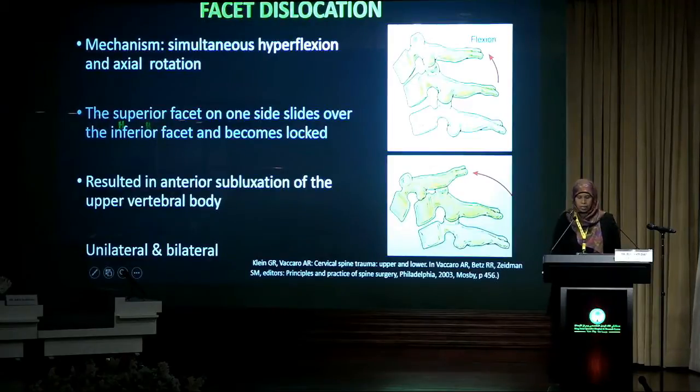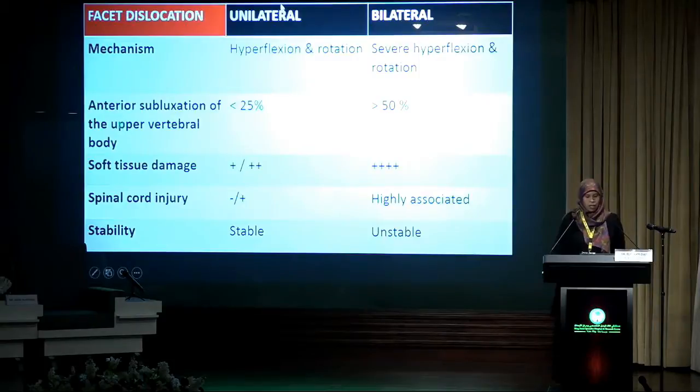Facet dislocation is the result of simultaneous hyperflexion and axial rotation. In this condition, the superior facet on one side will slide over the inferior facet and become locked, resulting in anterior subluxation of the upper vertebral body. It can be unilateral and also bilateral. So this is the difference between unilateral and bilateral facet dislocation.